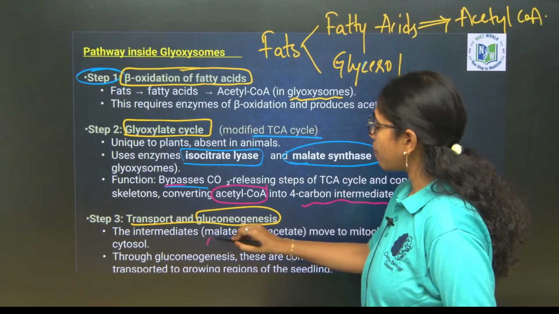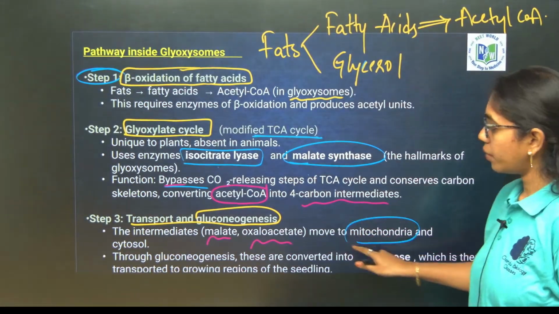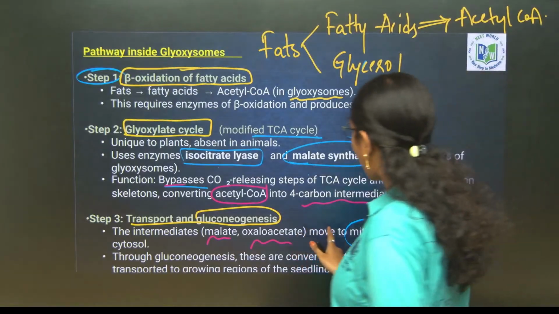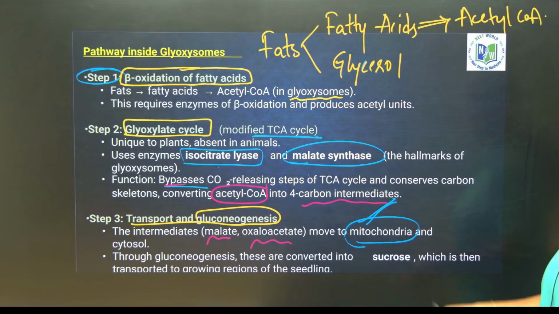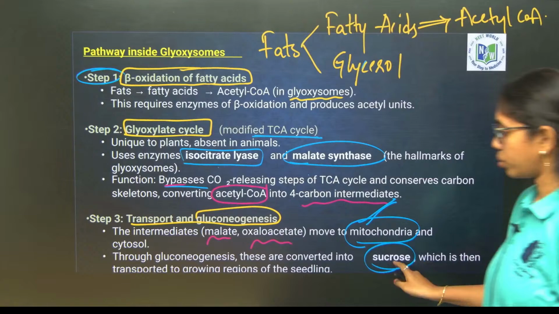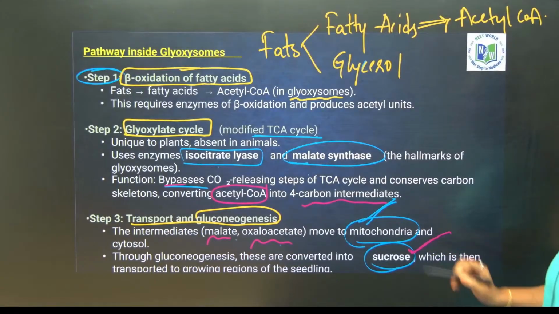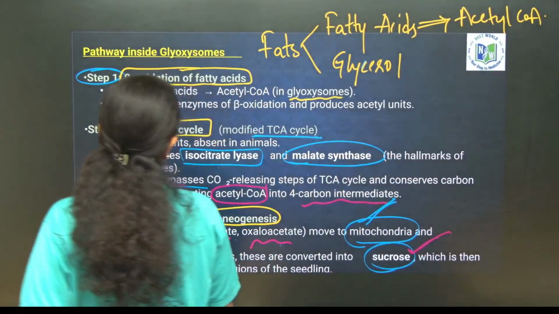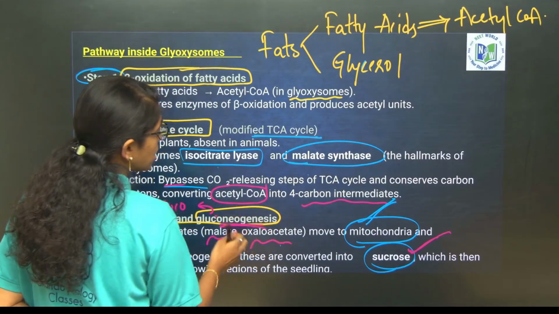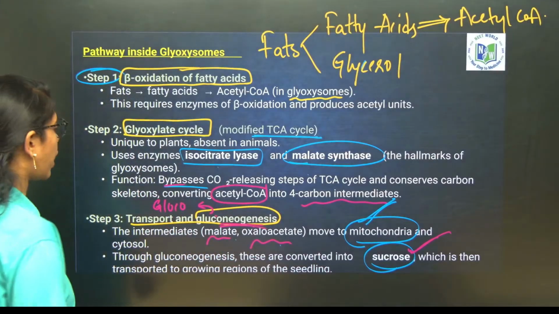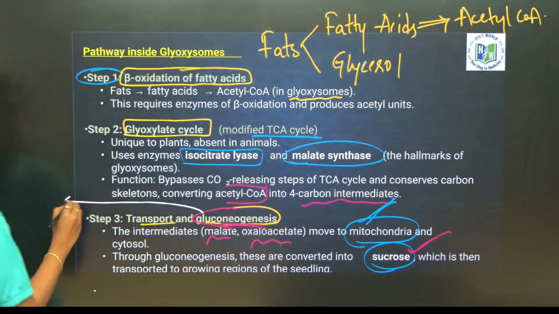The intermediates malate and oxaloacetate move to mitochondria and cytosol. Malate and OA will move to what? Mitochondria and cytosol. Through gluconeogenesis, these are converted to what? Sucrose. What is gluconeogenesis? Gluco is glucose, neogenesis means synthesis of glucose from non-carbohydrate source. You can take down the definition, beta. What is gluconeogenesis?